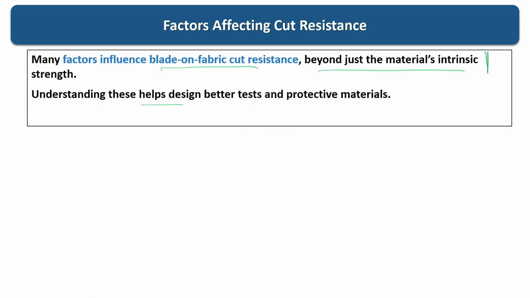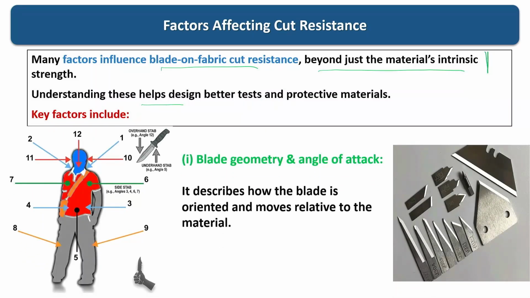So, we must understand whether thread density is important, whether yarn twist is important, all other parameters apart from the material. The key factors include, first, the blade geometry and angle of attack, which is very important. We have the same fabric, but if the blade geometry changes, the cut resistance property will change. You can see here there are different types of blade geometry, and each blade will result in different types of protection. Standard testing is one thing, but if we change the angle of attack or geometry of the blade, the performance may vary.